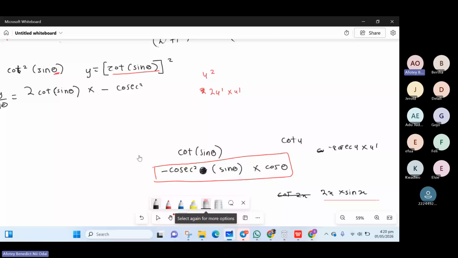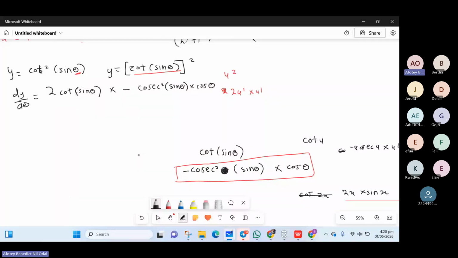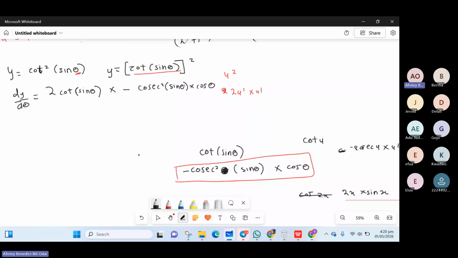Times sine theta and all this times cos theta. So from here, you have to simplify this expression that you have carefully, right? Or you can leave it this way if you can. If you can't simplify, please leave it in the way that you find it best. Okay, but let's see if you can simplify this.